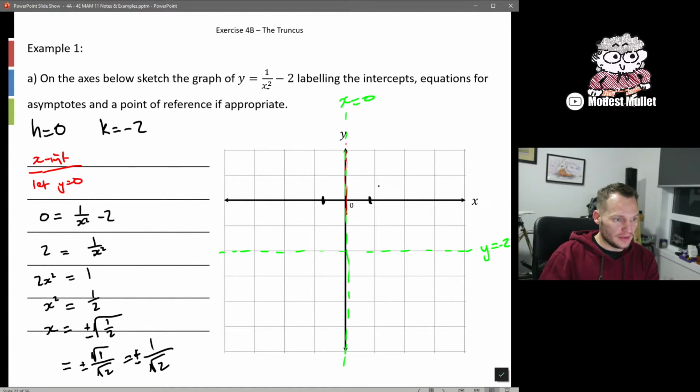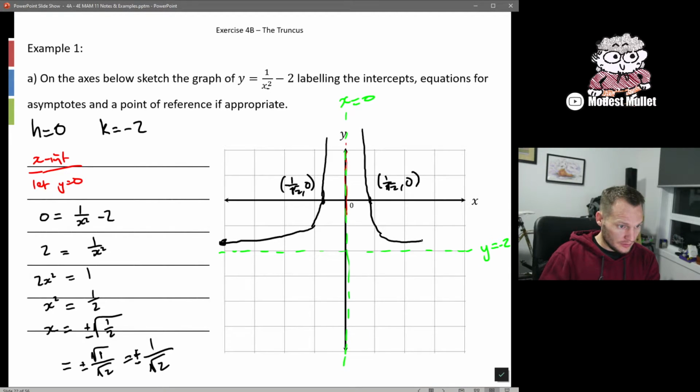So we can put that in. That is 1 on root 2 comma 0, and over this side we have negative 1 on root 2 comma 0. The lines come down, something like that. Need to put our arrows on at the end.